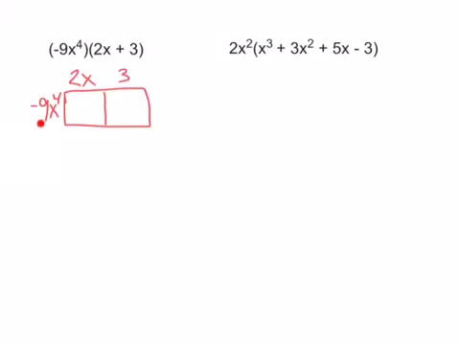We're going to multiply these. So negative 9 times 2 is negative 18. And then we have x to the fourth times x, which is x to the fifth.